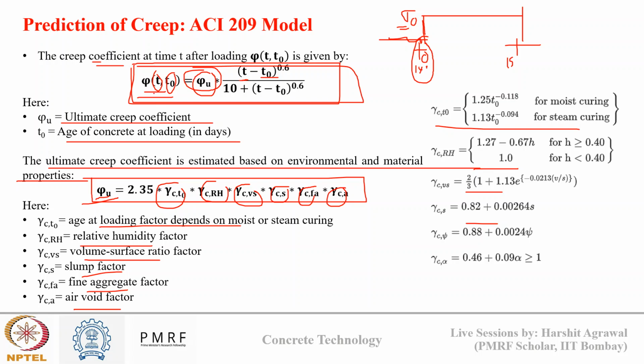For each of the factors, we have a table which helps us derive the ultimate creep coefficient. For moist curing, what will be the factor? For steam curing, what will be the factor? For different RH, different factors are given. For volume to surface area ratio, how we calculate the factor is given. For slump, fine aggregate proportion, and air void content, there are factors. Like this, different factors are defined which can affect the creep of concrete.